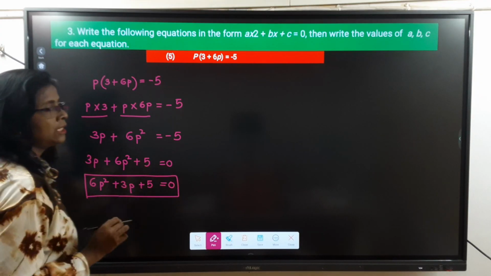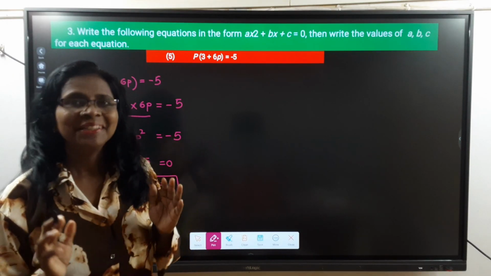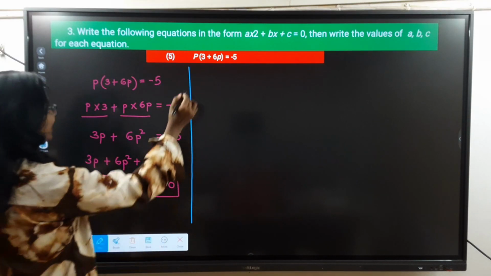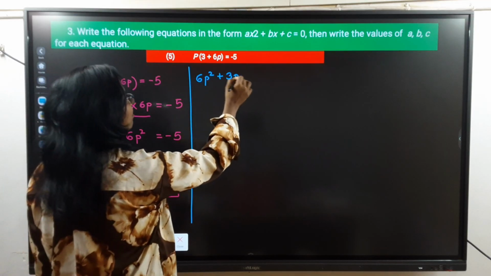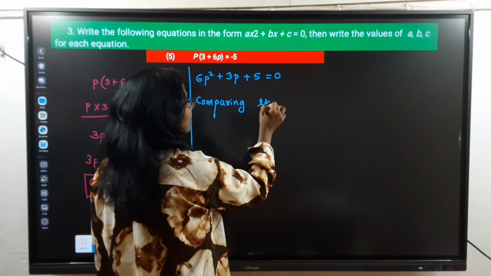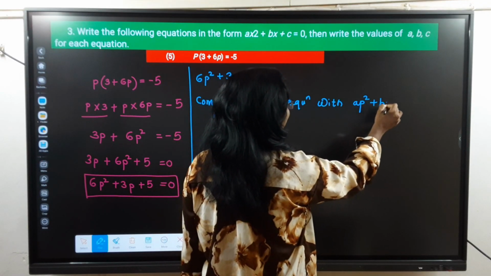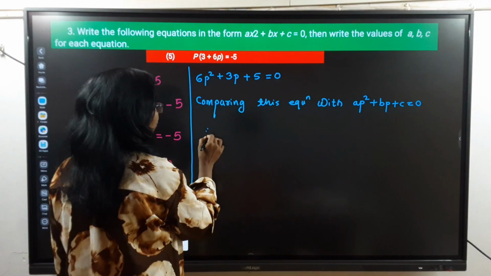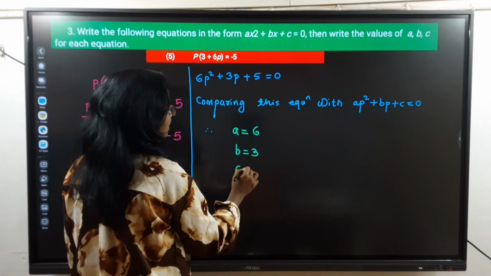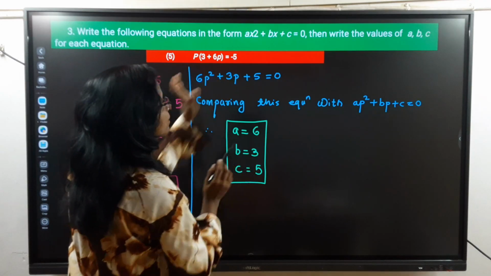So this equation is in the form ap square plus bp plus c is equal to 0. Here the next part, students, is 6p square plus 3p plus 5 is equal to 0. Comparing this equation with ap square plus bp plus c is equal to 0, therefore a is equal to 6, b is equal to 3, and c is equal to 5. a is the coefficient of p square, b is the coefficient of p, and c is the constant.